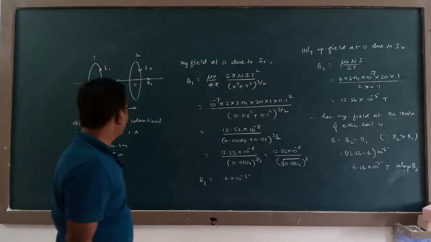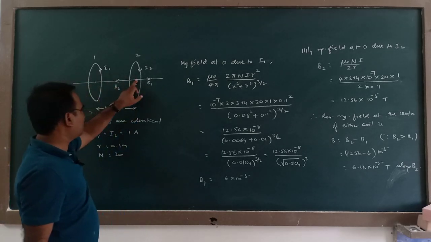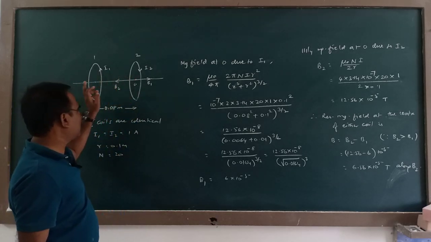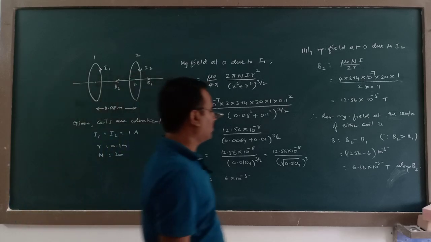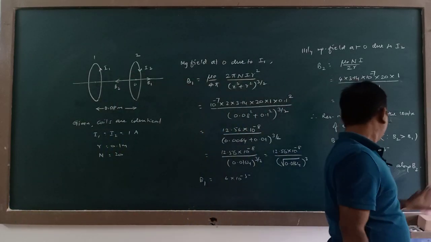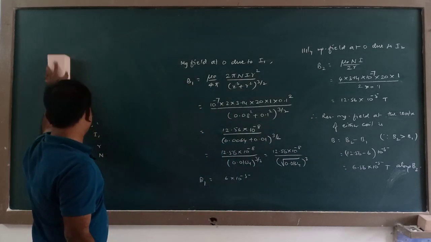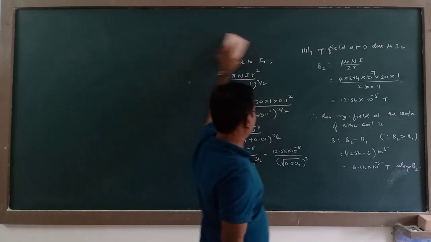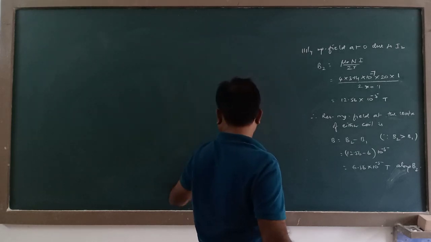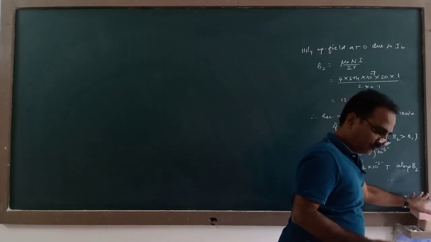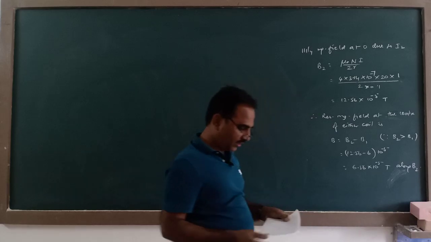So in this way, when two coils are separated like this, you can find the resultant magnetic field at the center of either coil. Look at the next one.